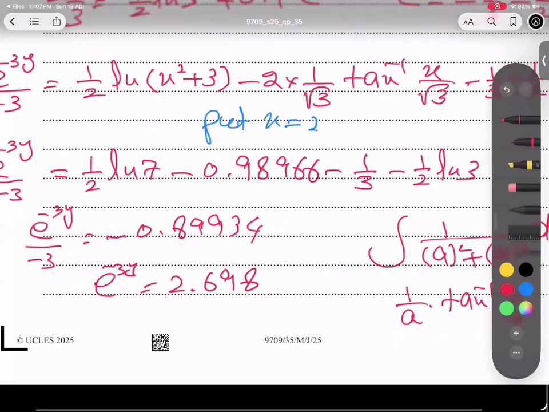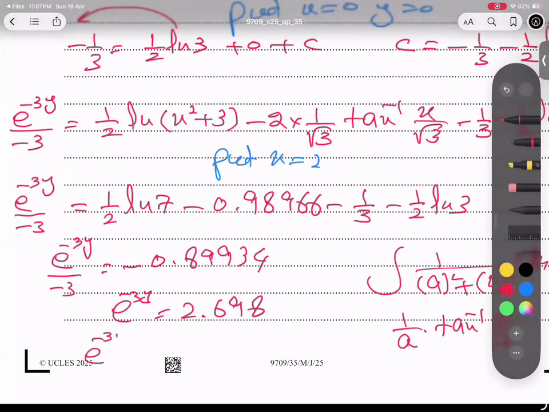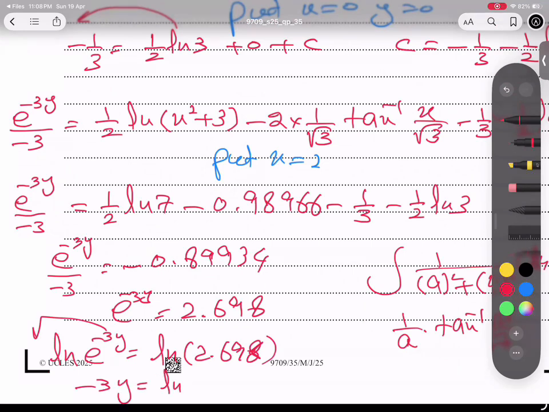You know very well this number. We can write here e to the power negative 3y. How to bring this power down? Take a log of both sides. If I take a log of both sides, it will look like this, 2.698. So this will go down, ln e is 1, and we have negative 3y is equal to log of 2.698. If I take a log of this and divide by negative 3, my answer turns out to be negative 0.331.